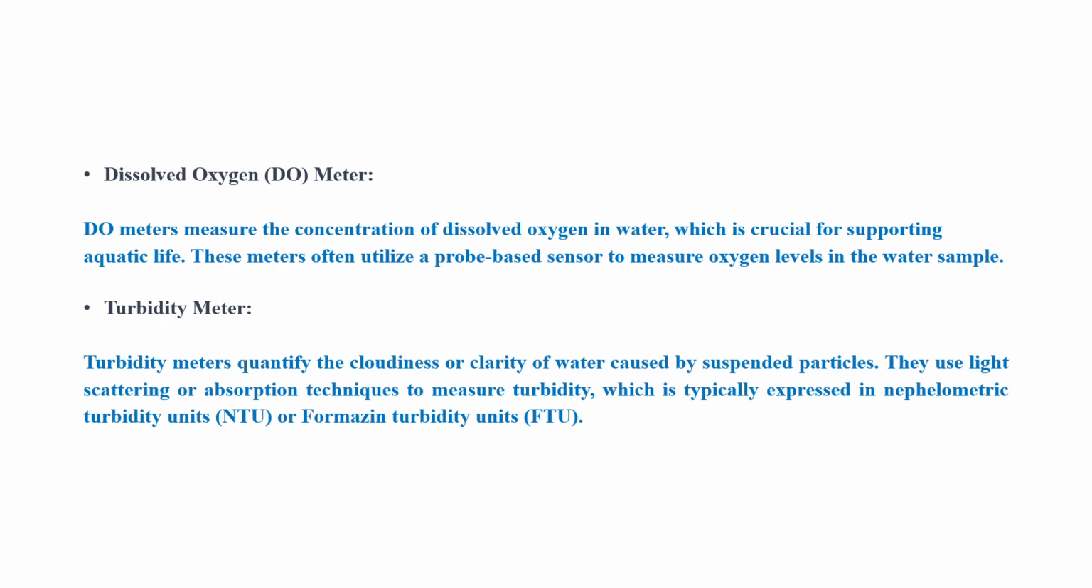Next is the dissolved oxygen meter. We know very well what dissolved oxygen is. This is very essential because it determines how much oxygen is available. Nowadays we have many different benchtop or portable instruments, probes, or sensors that can measure the dissolved oxygen. This is a very major criterion in determining whether the water is suitable for aquatic life.